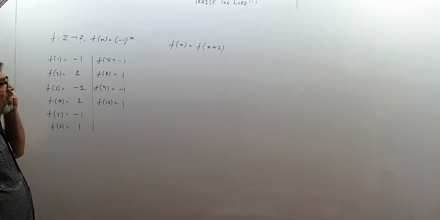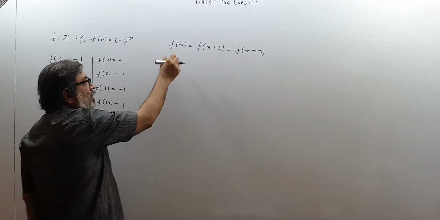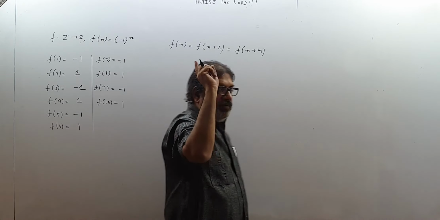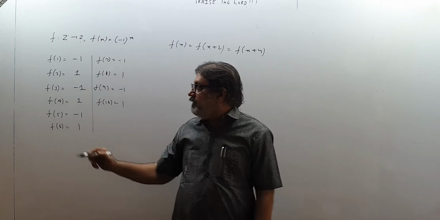And children, observe that this is also equal to f of x plus 4. Just check. f of 0, 0 not taken. We can take 1. f of 1 and f of 5. What will be f of 1 and f of 5? They are same. f of 2 and f of 6. x is 2 over both the places. Yes, they are also same. f of 3 and f of 7. Yes. So f of x is also equal to f of x plus 4 for all values of x.